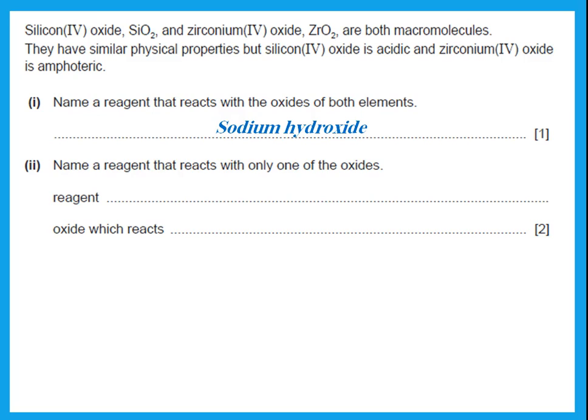Name a reagent that reacts with only one of the oxides. So you want something that will not react with one of them. You know that the amphoteric one would react with both, so you want something that will not react with silicon oxide. If silicon oxide is acidic, then if I put in an acid, it will react only with the amphoteric one, not with the acidic one.